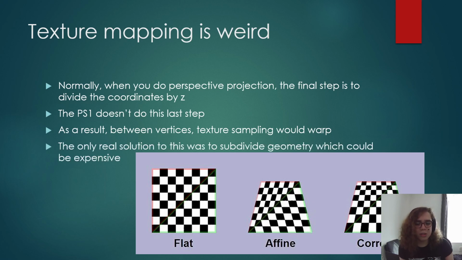The only real solution that you had, because at vertices it would be correct, and between vertices it would get more and more distorted, is just to subdivide geometry. But obviously, having to draw more triangles is always going to be computationally expensive.